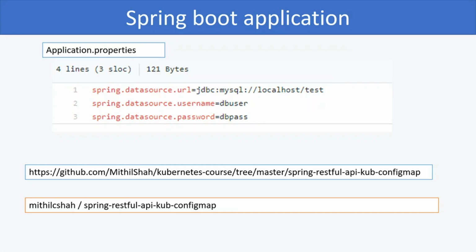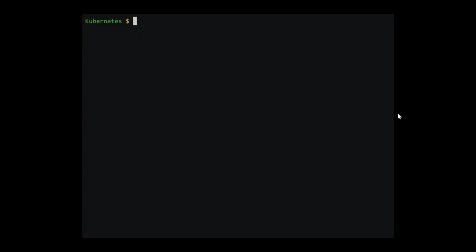Here's a modified application.properties file that contains basic database connection information. Look at the Spring RESTful API kube config map project in the course's GitHub directory for the application. The Docker image for the application is at /spring-restful-api-kube-config-map. We'll start by externalizing just one property. Let's say we want to create a config map that contains the database username. This is how we do it.